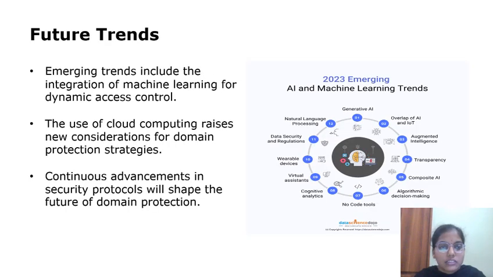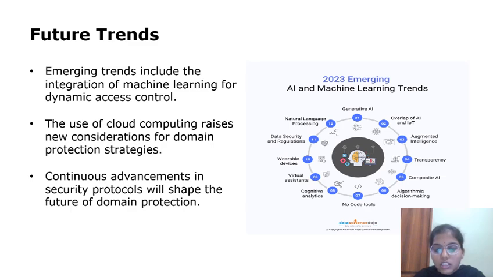Future trends. Emerging trends include the integration of machine learning for dynamic access control. The use of cloud computing raises new considerations for domain protection strategies. Continuous advancements in security protocols will shape the future of domain protection.